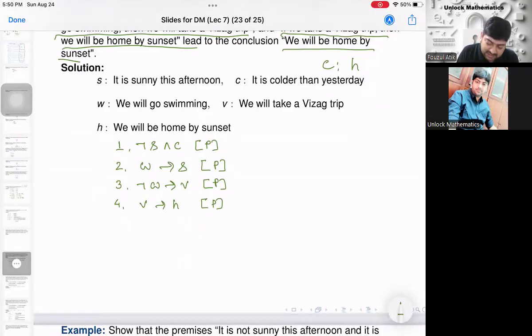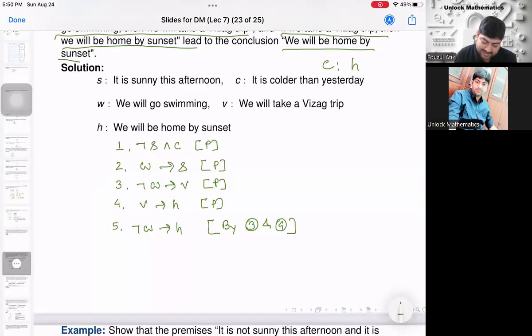I can see that if I apply number 3 and 4 together, I can write it as not W imply H. How did I get it? By number 3 and 4 and rules of inference 3. I applied it and I got it. So I have not W imply H. Then what to do?